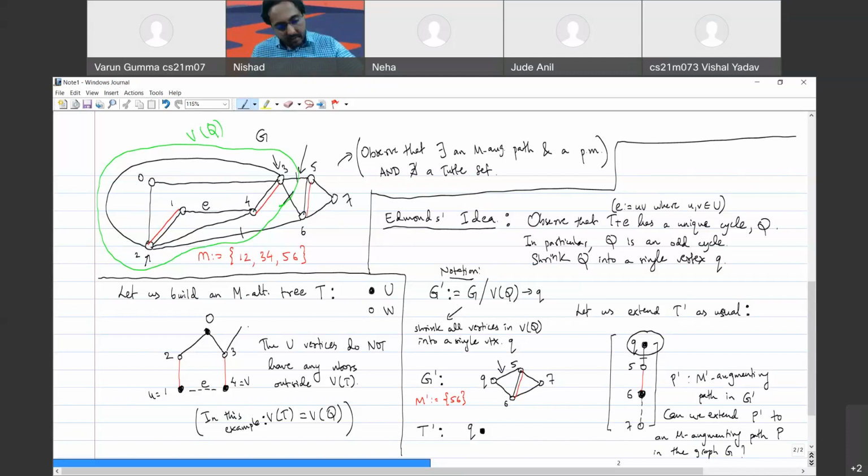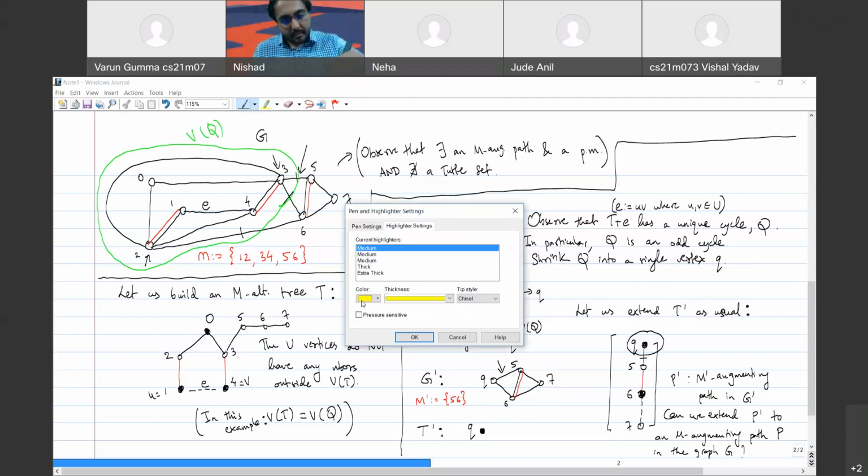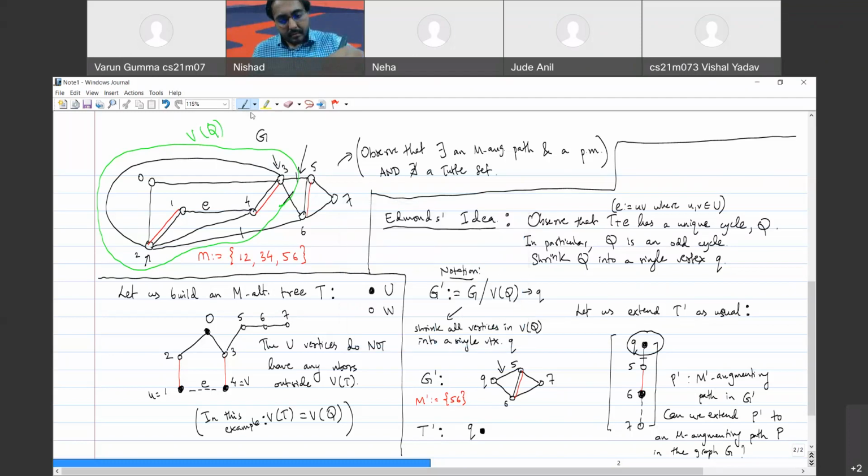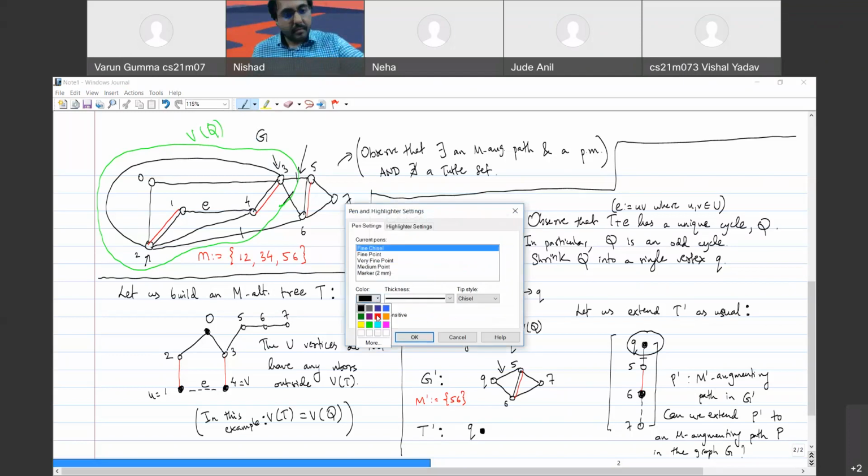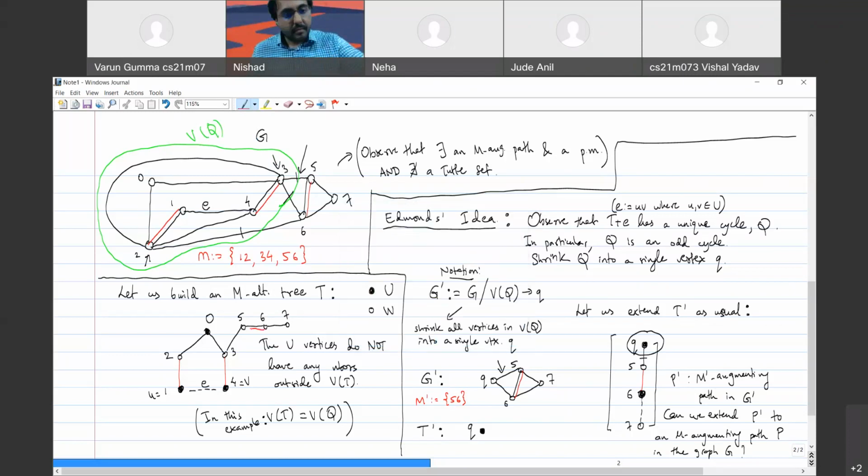I'm making a drawing here. So we have got 5, 6, and 7. And 5 to 6 is a matching edge. Five to 6 is a matching edge, right? So let me just put this part in a green color so that we know what it is referring to, right?